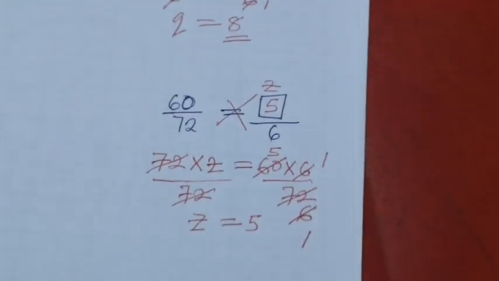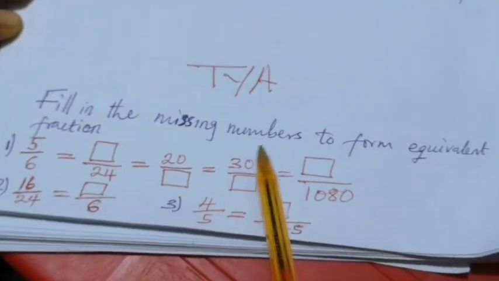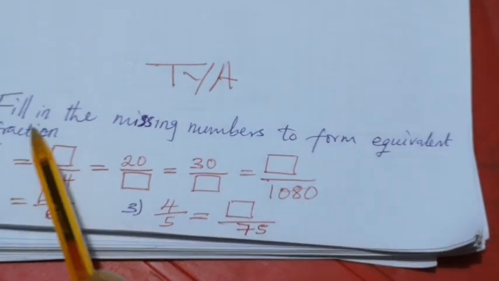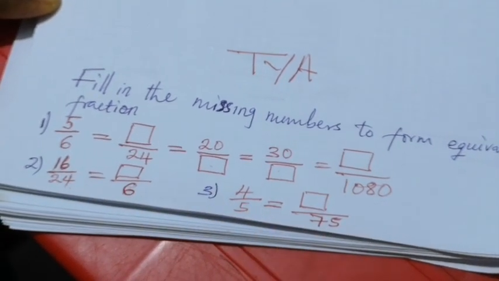Now, I would like you to try this. This is your TYA. Fill in the missing numbers to form equivalent fractions. So you have to fill in all these boxes. Okay. Thank you.